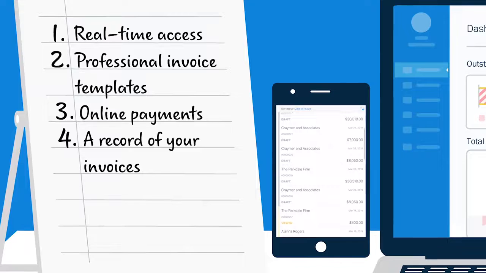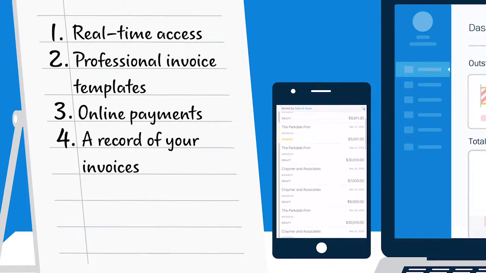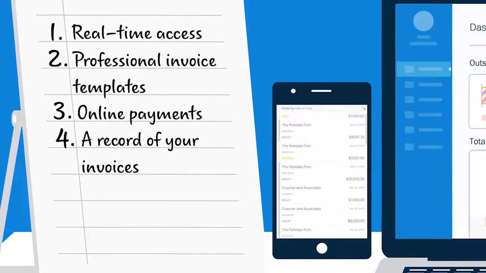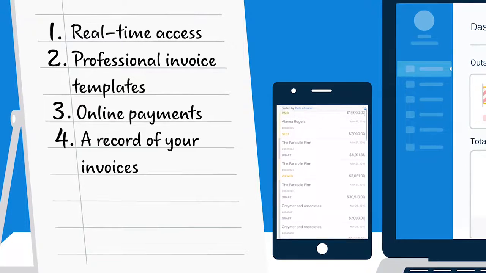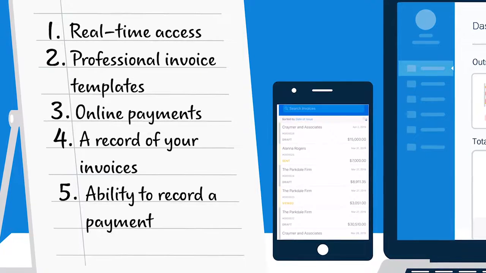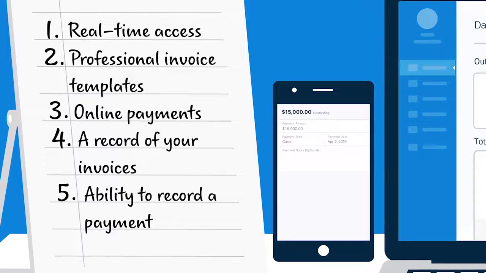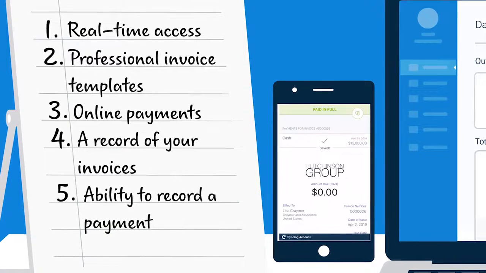A record of your invoices. Want to check the status of an invoice? Choose an invoice app that shows you a clear list of current invoices. You'll know, at a glance, what's been sent, viewed, or paid by the client. Ability to record a payment. Look for an app that allows you to mark a payment as soon as you receive it, so your accounts are always up to date.